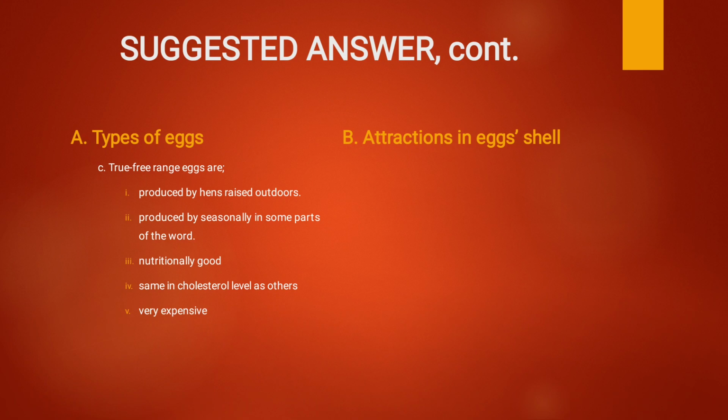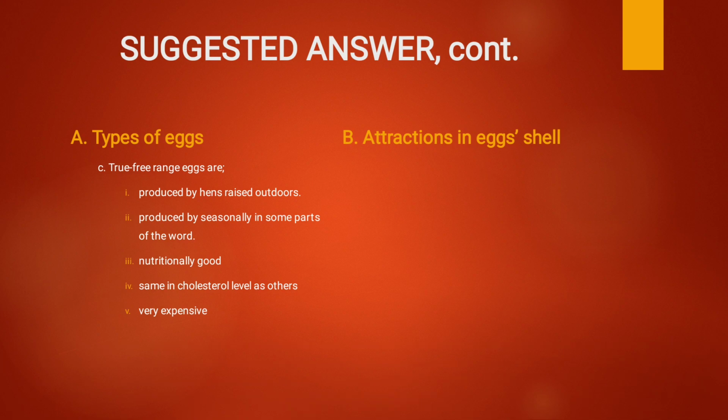Now let us look at B. If you look at it carefully, B is the second topic sentence. Now we are done with A, which is the first topic sentence, so that we could see that each topic sentence focuses on a paragraph. So types of eggs focuses on paragraph 1. Attraction in eggs, which is B, is focusing on paragraph 2. Agreed? So it means that topic sentences specifically focus on what the paragraph is talking about.